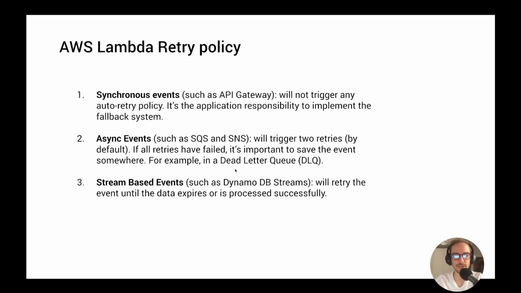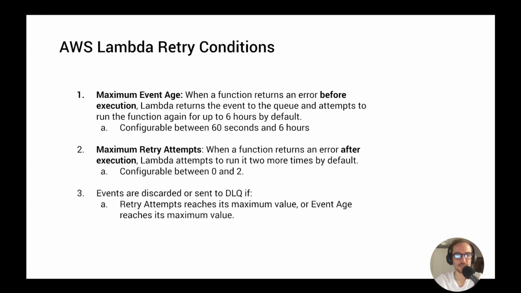For stream-based events such as DynamoDB Streams, the Lambda function will retry the event until the data expires or till the process is successful. Let's see now the Lambda retry conditions. So the error can happen before the execution or after the execution. If the error happens before the execution, the maximum event age can be configured between 60 seconds and 6 hours.